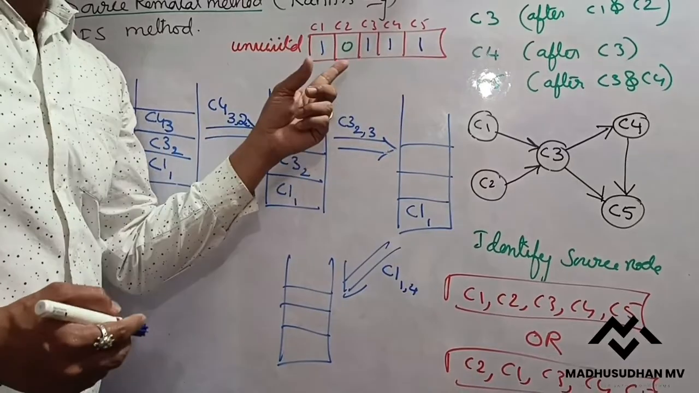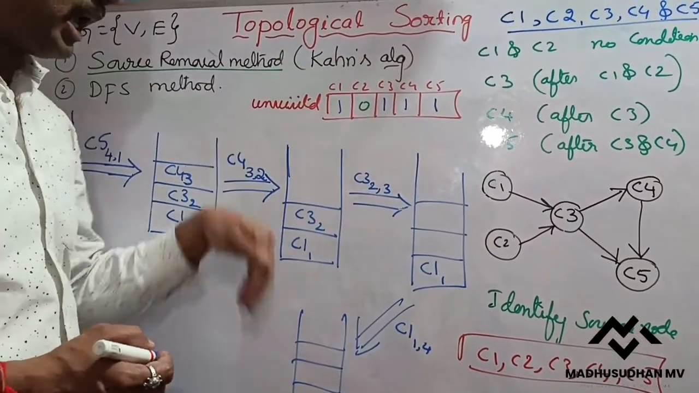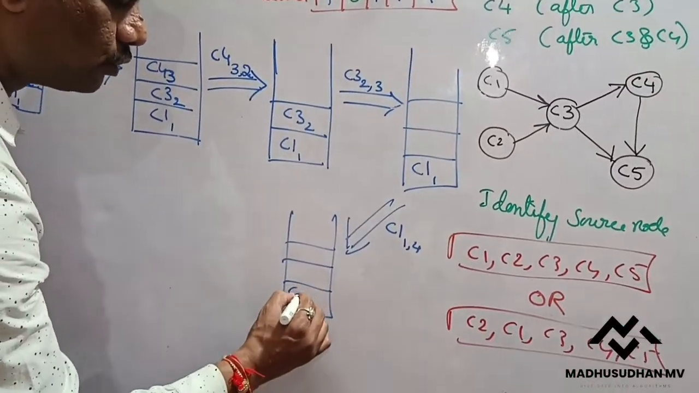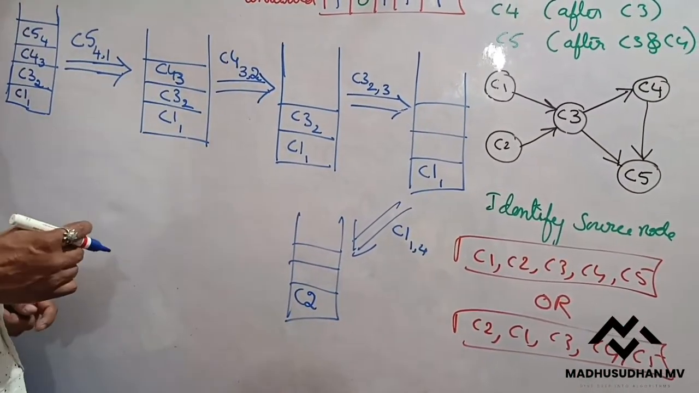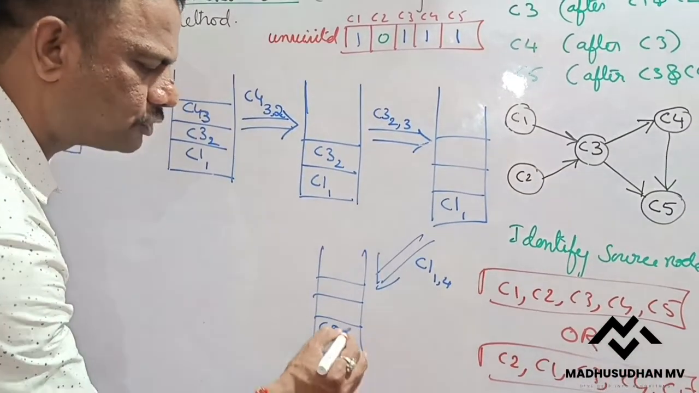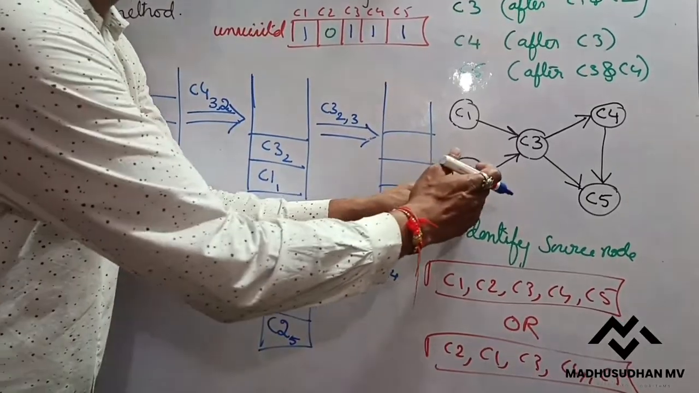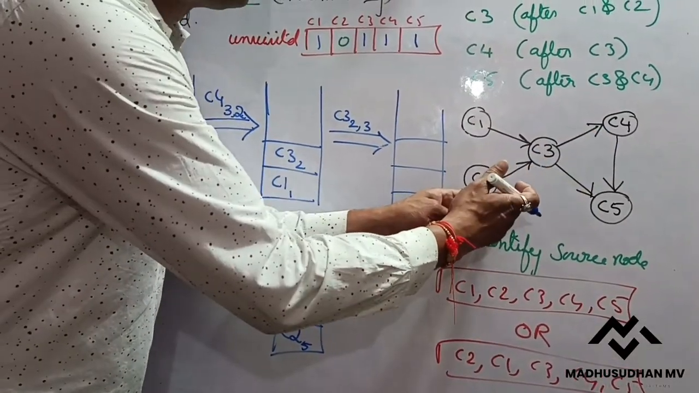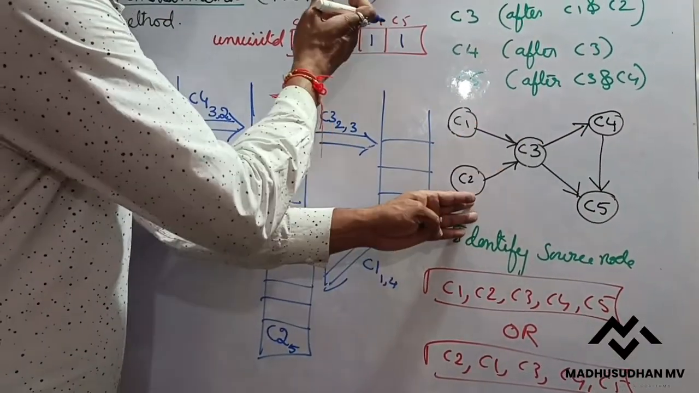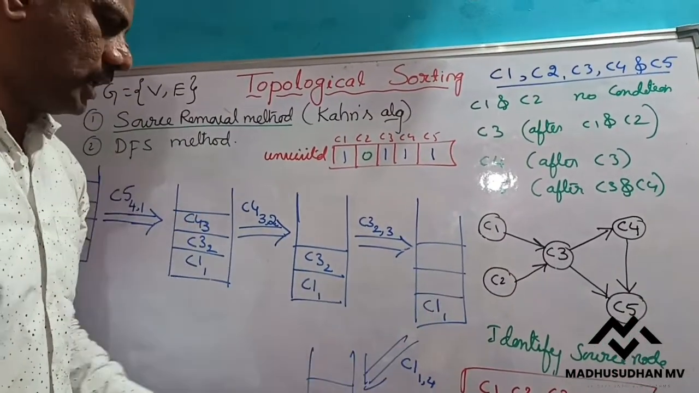Now, which is unvisited? Check in this array: only course 2 is unvisited. So I push course 2. This is the fifth one I am pushing. But again, course 2 is a dead end, because from course 2 I can go only to course 3, but course 3 is already visited, no need to visit again. So course 2 is a dead end.